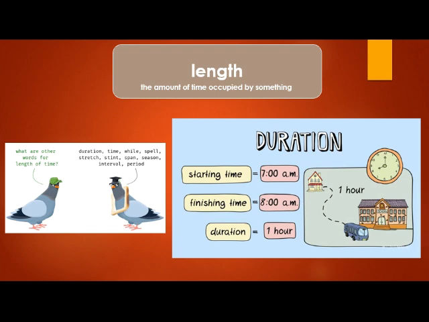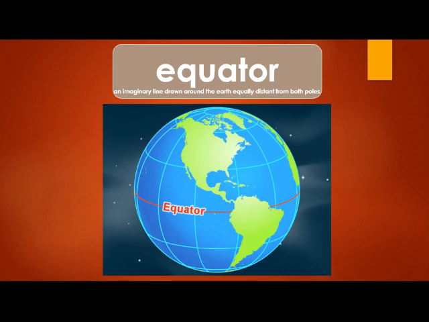Some other words you might hear that mean the same thing or are synonyms for length of time are duration, time, while, spell, stretch, stint, span, season, interval, and period. All of those words can be used when we're describing the length of time that it takes to do something. Our third vocabulary word is equator. The equator is an imaginary line. That means a line that's not really there, that's drawn around the Earth equally distant from both poles.